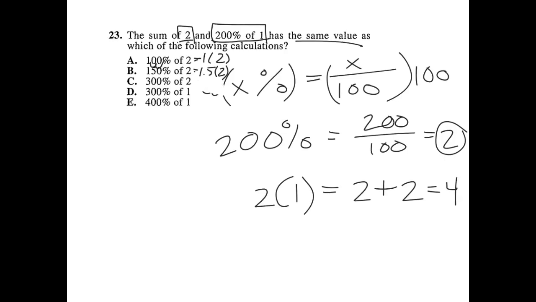And then for C, 300% of 2 would just be 3 times 2. And 300% of 1, 3 times 1. And then we have 400% of 1, which is 4 times 1. And that is the same thing as 4 times 1 equals 4. That's the answer we're looking for. Our answer choice is E.